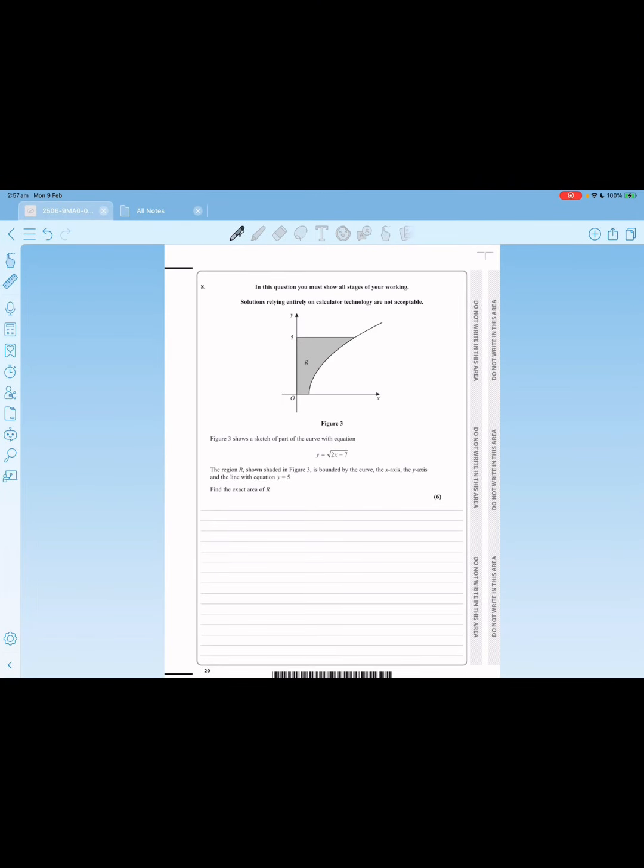Question 8 now. It says figure 3 shows a sketch of part of the curve with this equation: y is equal to root of 2x minus 7. The region R, shown shaded in figure 3, is bounded by the curve, the x-axis, the y-axis, and the line with equation y is equal to 5. Find the exact area of R.